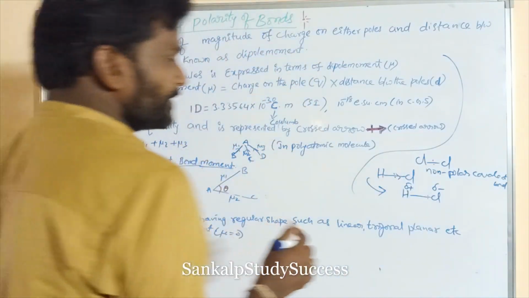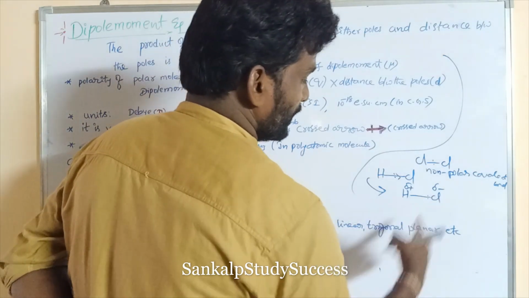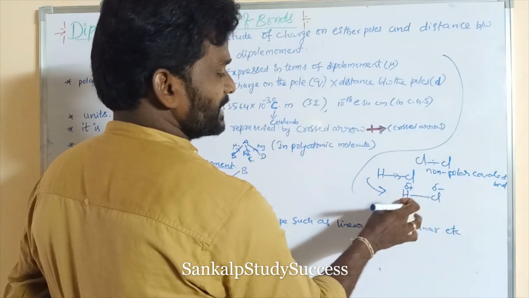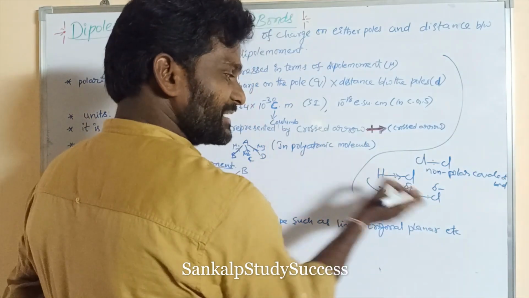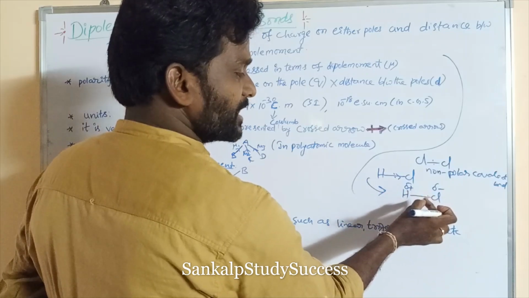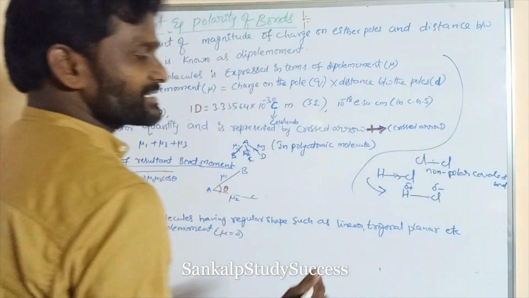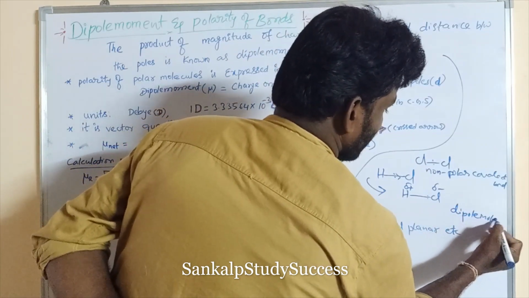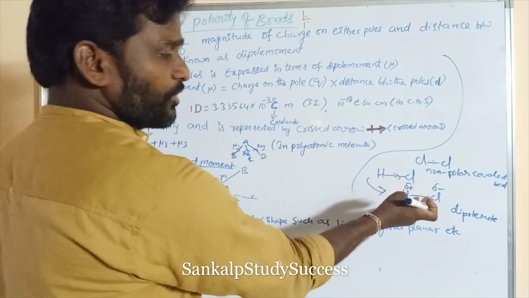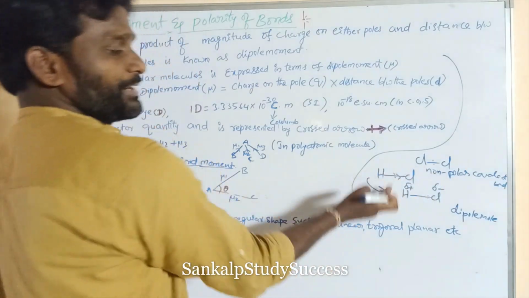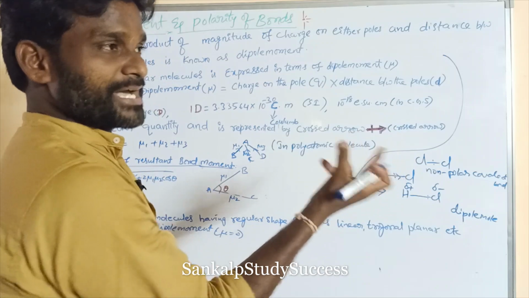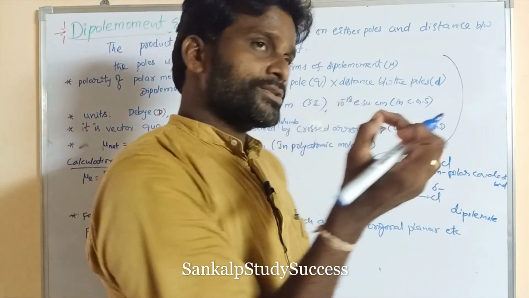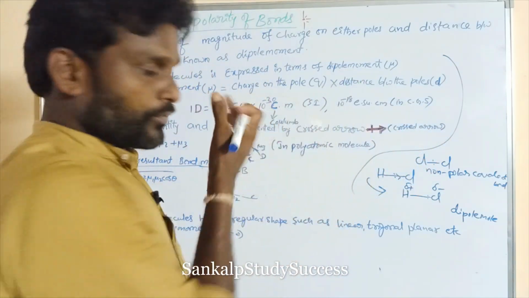So the ends of the molecule have different charges. This end has a negative charge, this end has a positive charge. So this molecule is known as a dipole molecule. Why? The ends of this molecule have different charges, partial negative and partial positive. So it has two charges at its ends, and each charge acts as a pole. Attracted or repelled, that is said to be a pole.